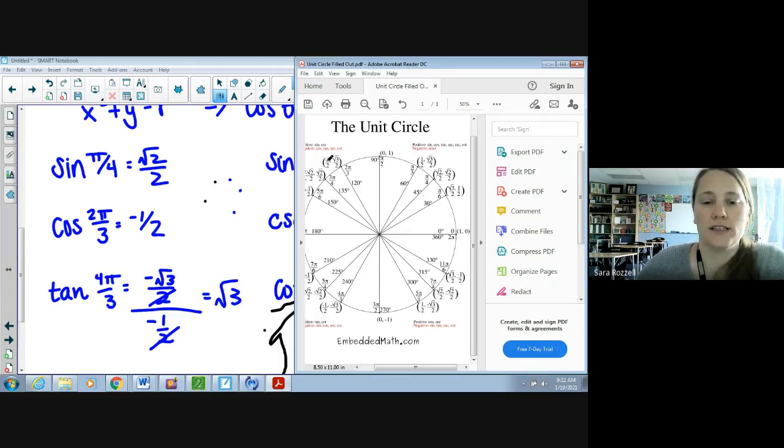The second quadrant, sine is what's positive, cosine's negative. The third one, sine and cosine are both negative. The fourth one, we've got sine that's the negative one in the quadrant.